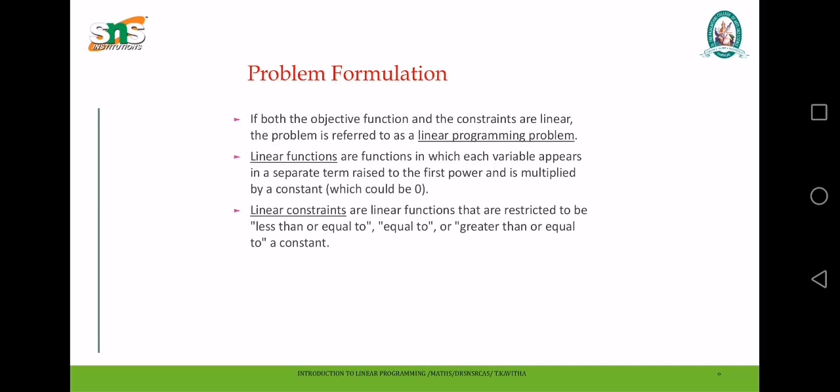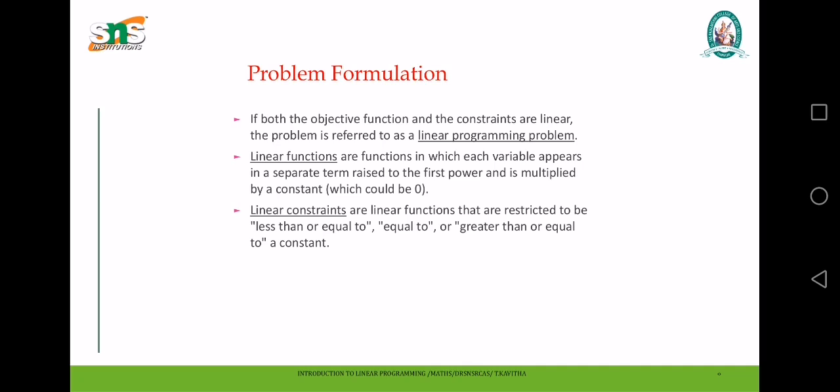Next, how to formulate the problem. If both the objective function and the constraints are linear, the problem is referred to as a linear programming problem. Linear functions are functions in which each variable appears in a separate term raised to the first power and is multiplied by a constant which could be 0.